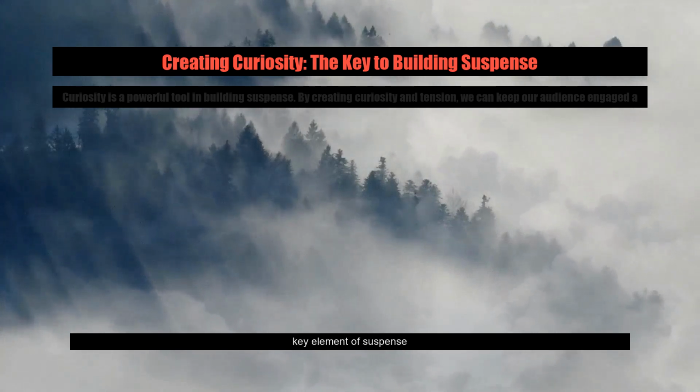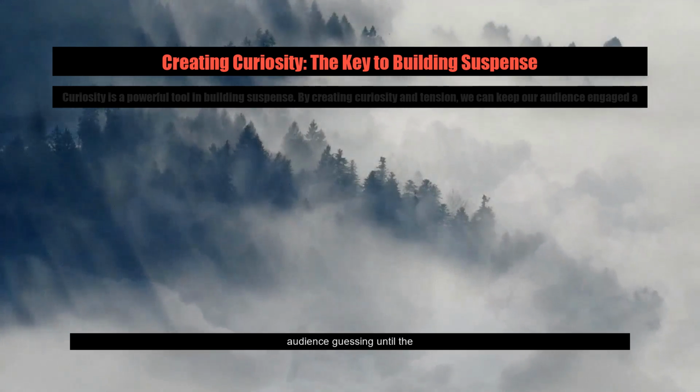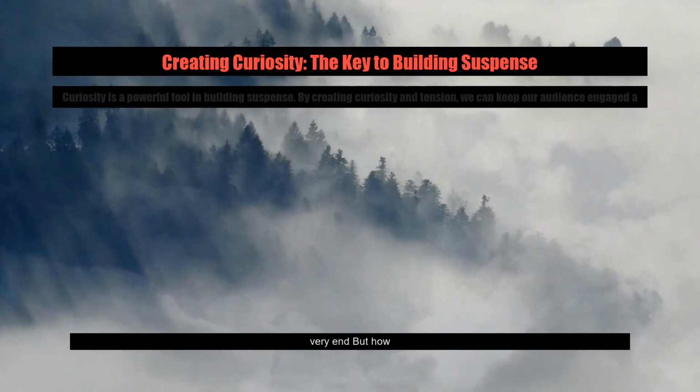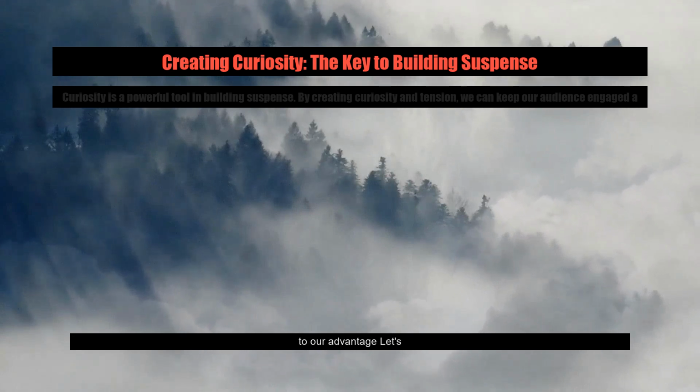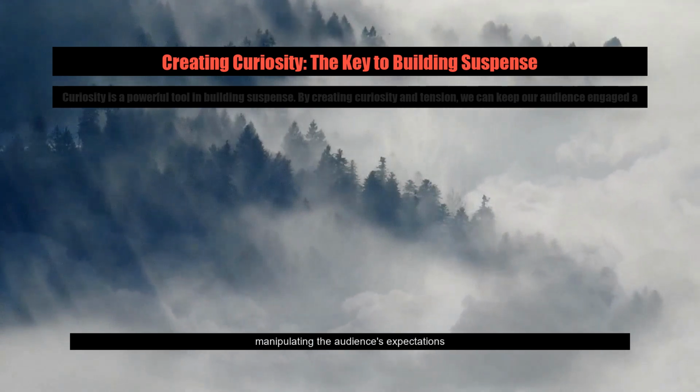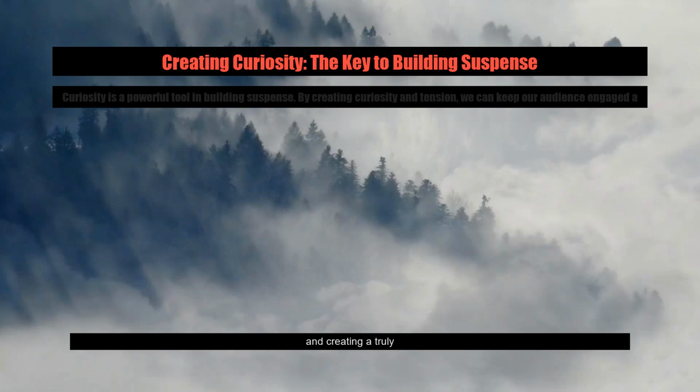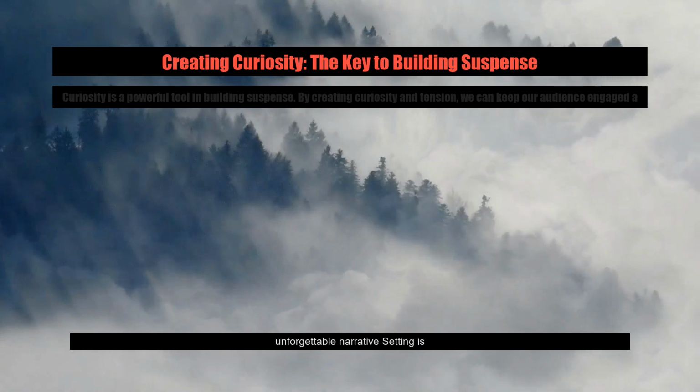Misdirection is a key element of suspense, capable of keeping the audience guessing until the very end. But how can we use misdirection to our advantage? Let's explore some techniques for manipulating the audience's expectations and creating a truly unforgettable narrative.